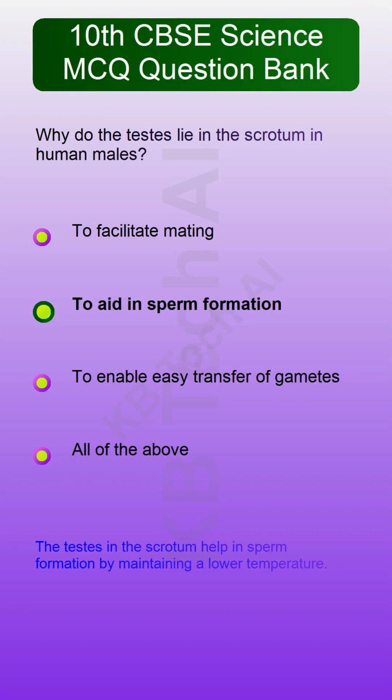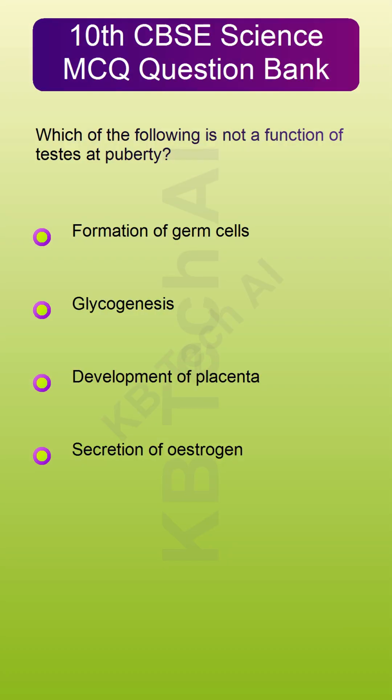The answer is, option 2, to aid in sperm formation. Which of the following is not a function of testes at puberty? Option 1, formation of germ cells. Option 2, glycogenesis. Option 3, development of placenta. Option 4, secretion of estrogen.